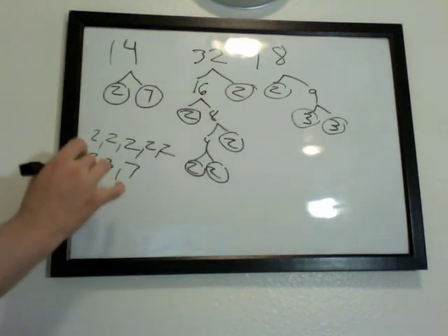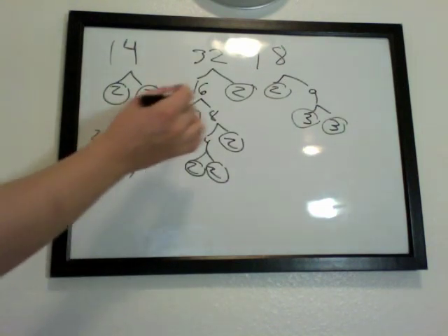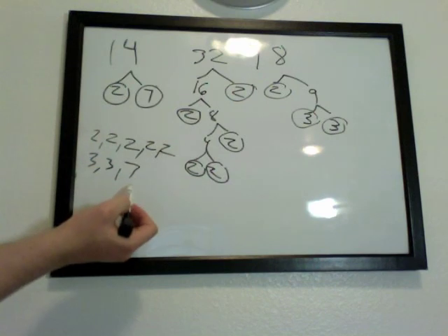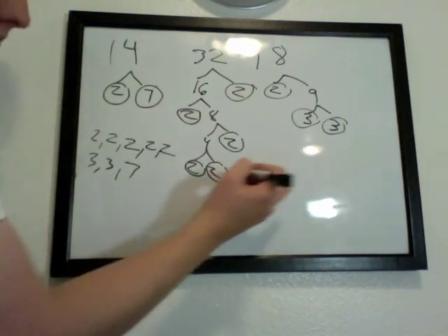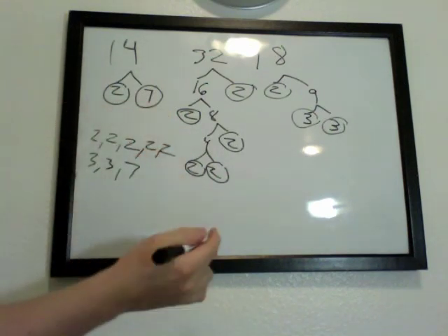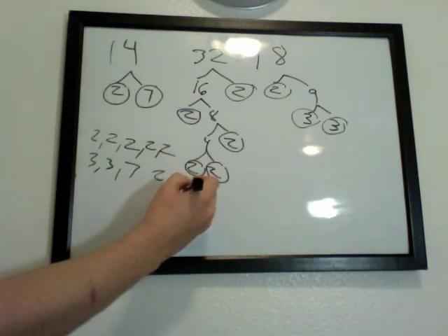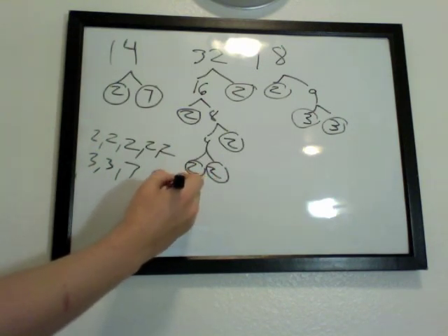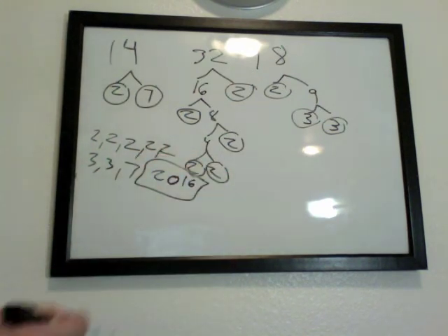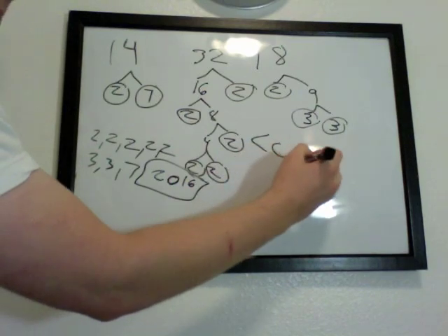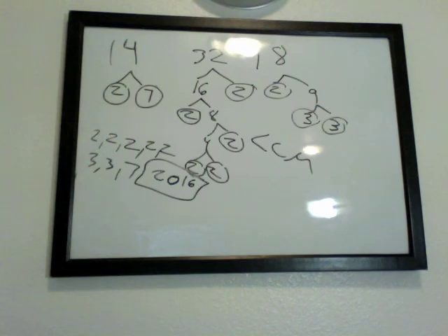And then you take the 3's, 32 times 3 times 3, and then you times it by the 7. Once you multiply all those numbers together, you get 2016. This number right here is the LCM, the least common multiple out of all these multiples.